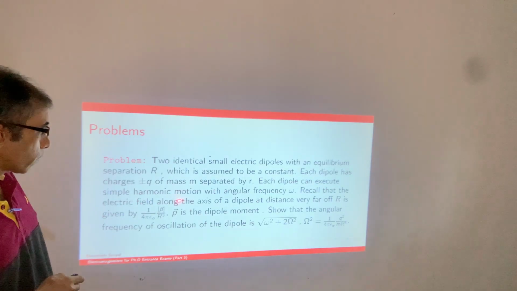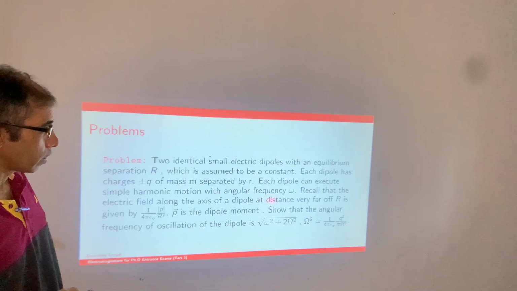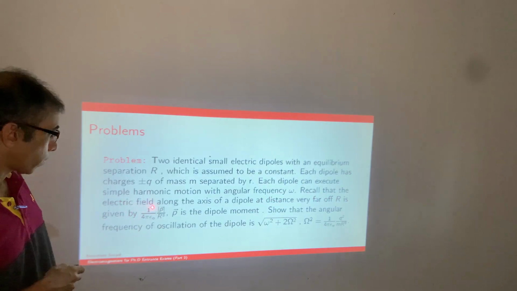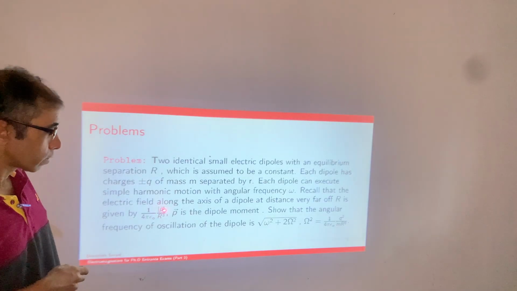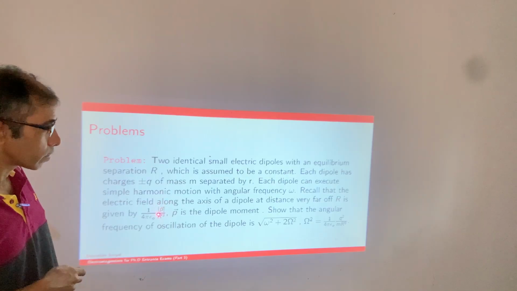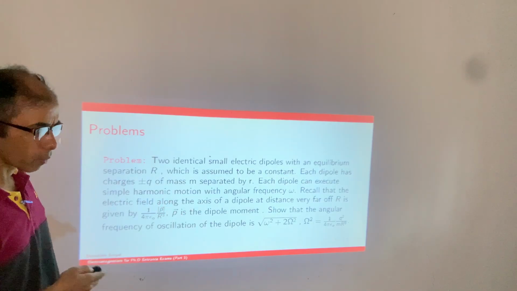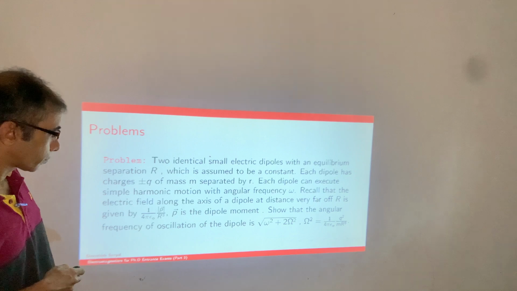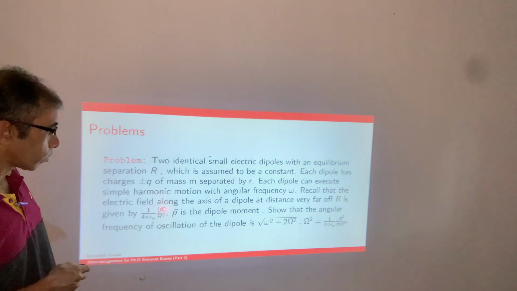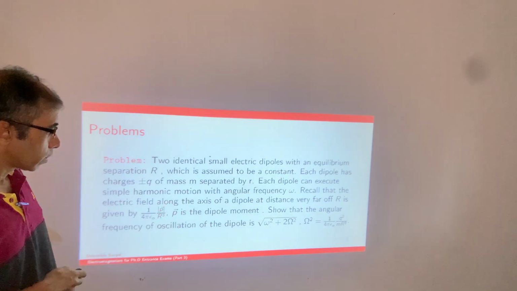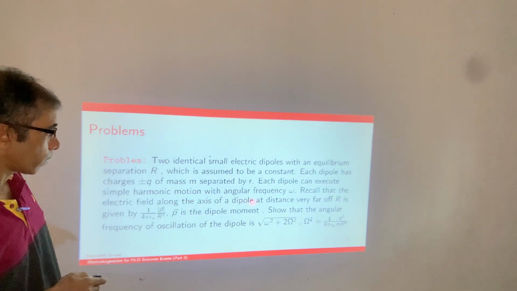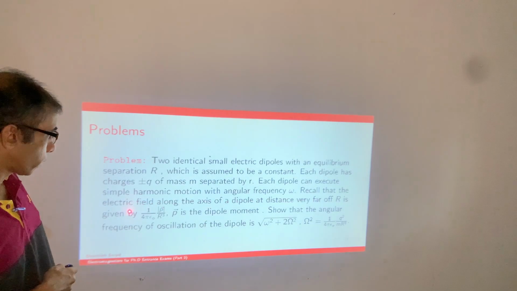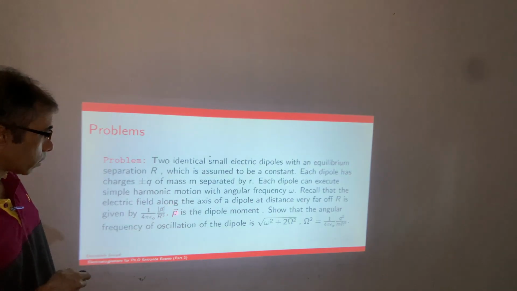Recall that the electric field along the axis of a dipole at a distance r very far off, where r is much greater than R, is given by 1 by 4 pi epsilon naught times p divided by r cubed. This is just the magnitude of the electric field, where p is the dipole moment.